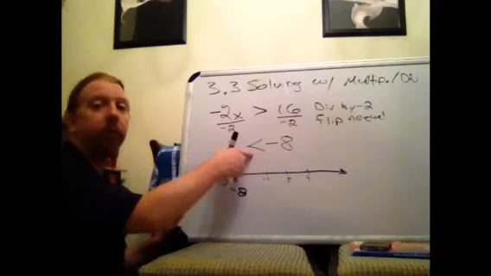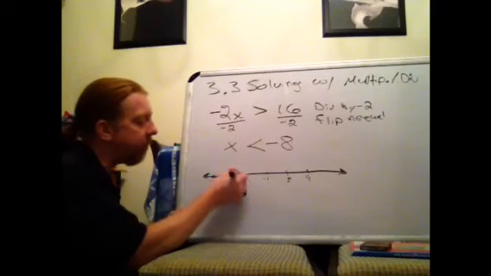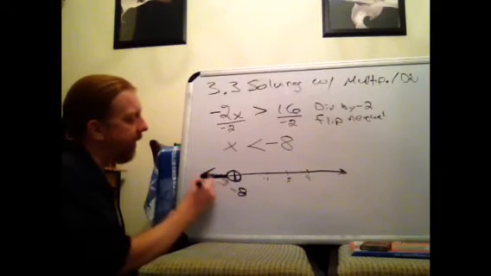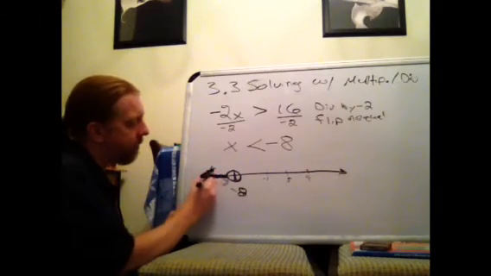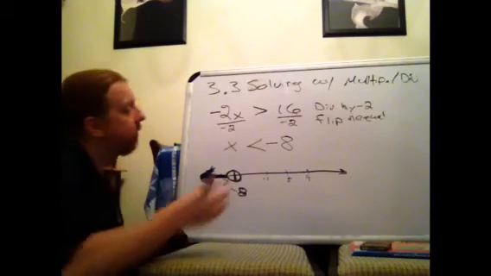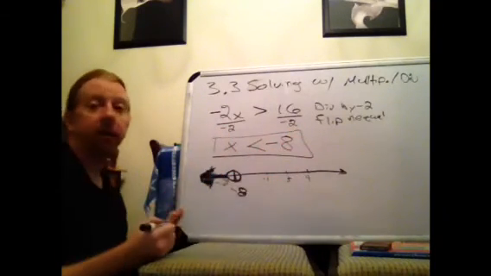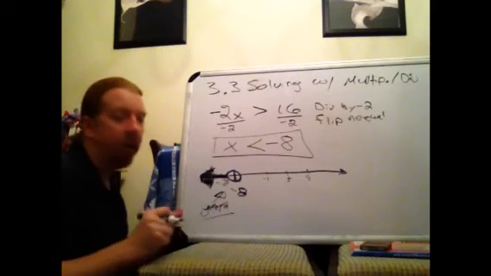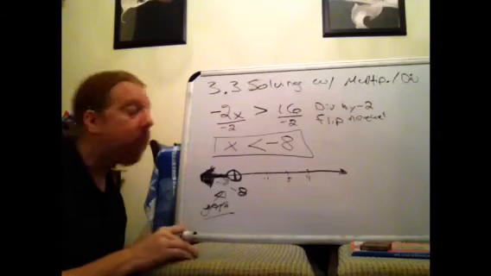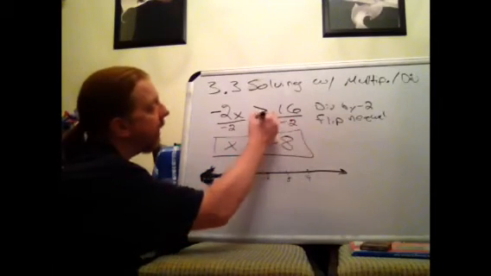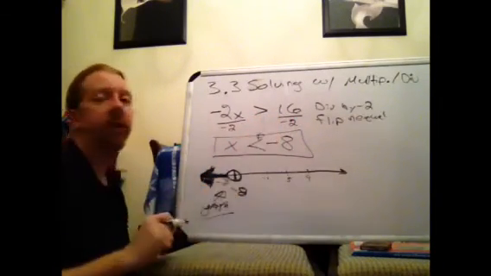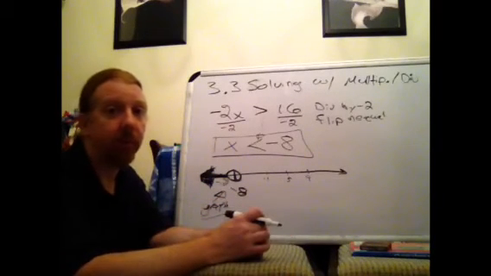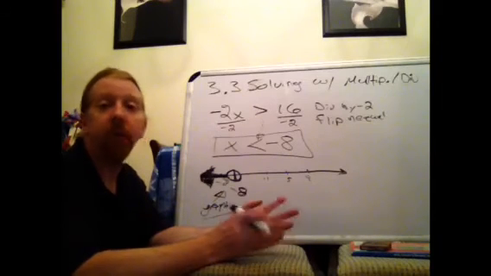And now it's strictly less than. So I make an open circle on the 8, and I shoot off to my left. And there will be my graph. So here's the solution algebraically, and this would be the graph of my solution. Remember, when you use a negative number, I have to flip the inequality sign around. Otherwise, it doesn't work. Now these rules also apply to multiplying.